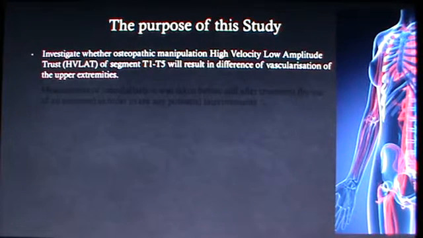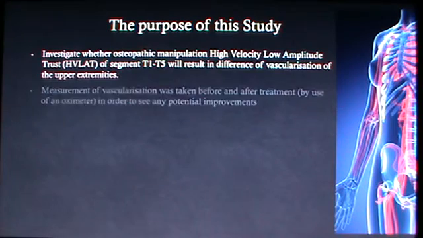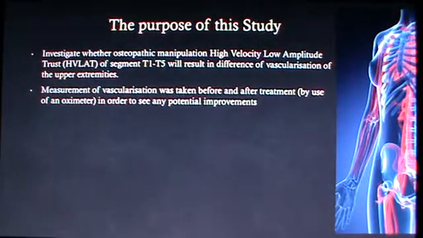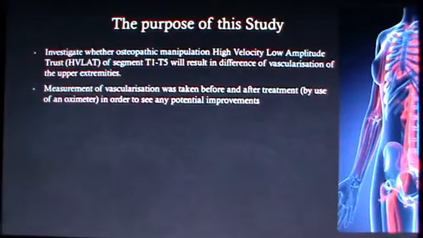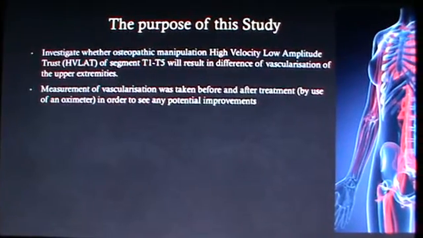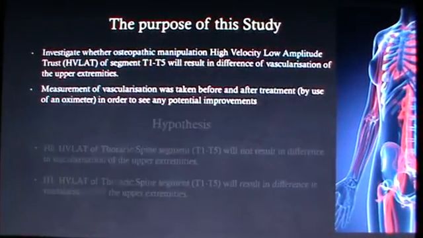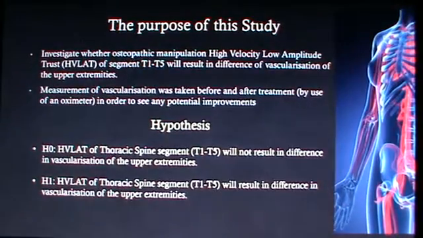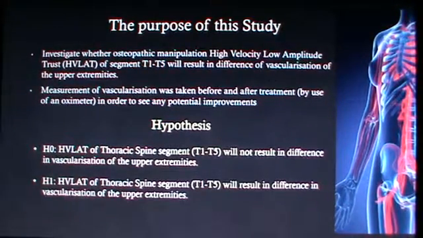The purpose of this study is to investigate whether osteopathic manipulation, high velocity, low amplitude thrust of the segments T1 to T5, will result in a difference of vascularization of the upper extremities. Measurement of vascularization was taken before and after treatment by use of an oximeter in order to see any potential improvements. My hypothesis was to see if there was a difference or not.